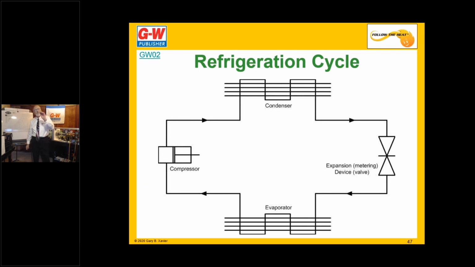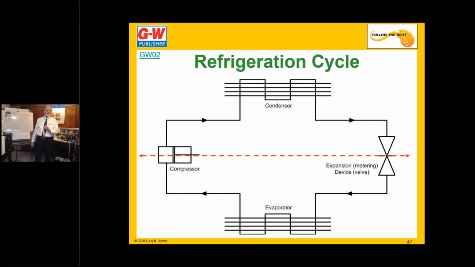If your students or yourselves are not familiar with the cycle, memorize it. Commit it to memory. I often tell my students, there's only one thing you need to memorize in this business, and that's this right here. Evaporator, compressor, condenser, metering device.